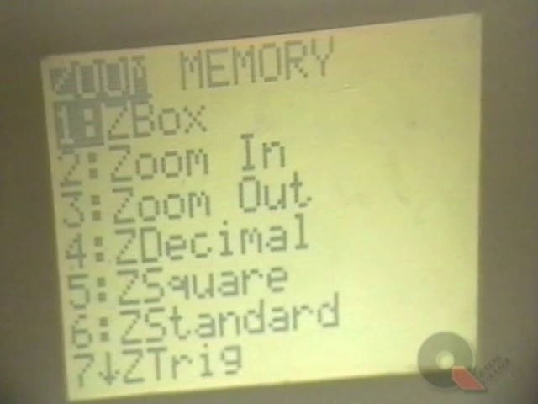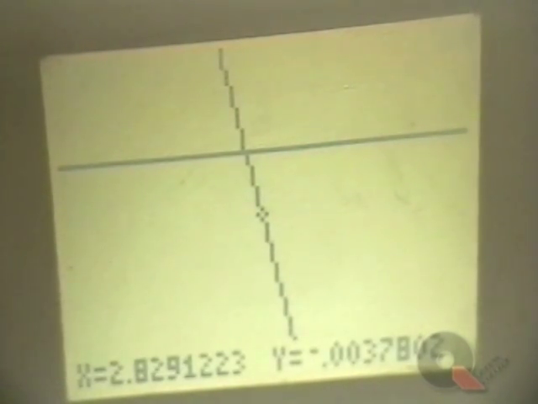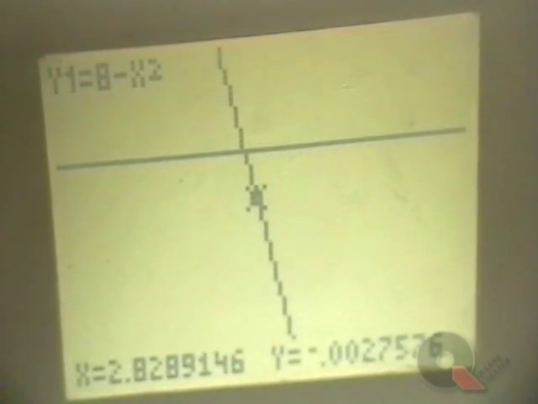Hit zoom, hit 2, or scroll down to 2 and hit enter. Just punch in 2 and then hit enter again. And the trace key is there. Let's hit trace, move to the left.